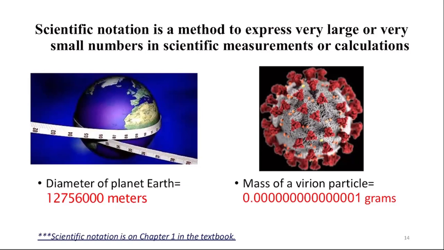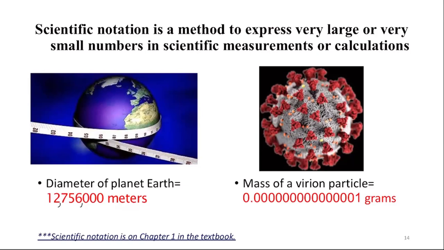To give you guys an example of a very large number, here you can see that we have the diameter of planet Earth, and this is a super large number. As you can see, this is 12,756,000 meters. An example of a very small number is going to be the mass of one virus particle. In other words, the mass of one virion particle. As you can see, this has a lot of zeros. This is way less than a gram.